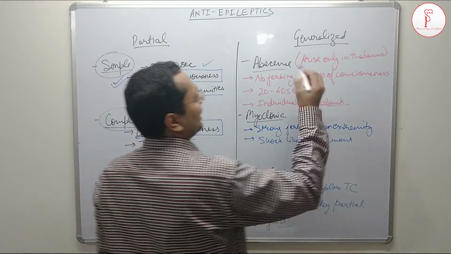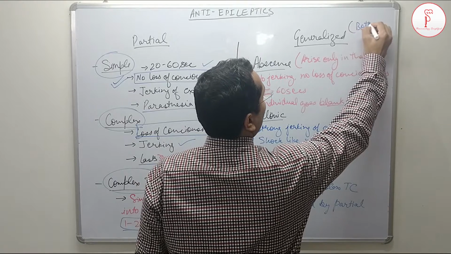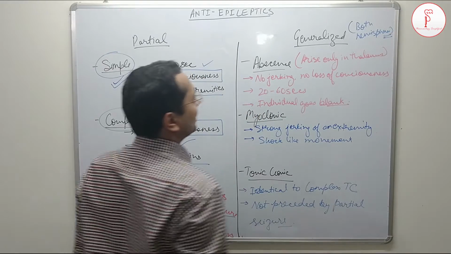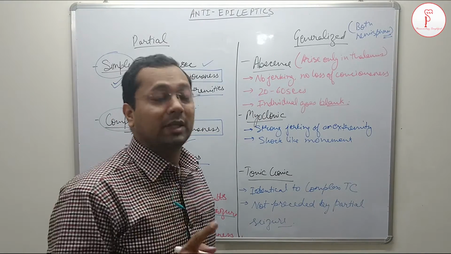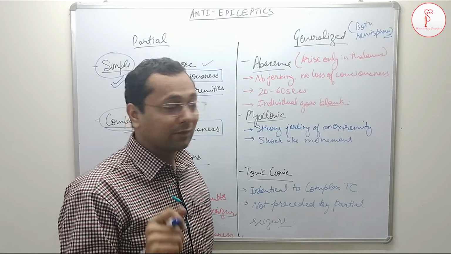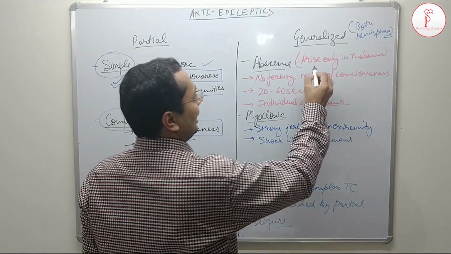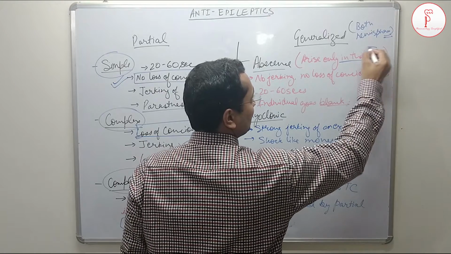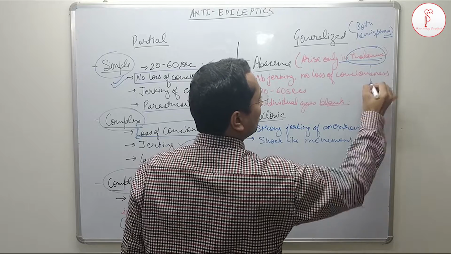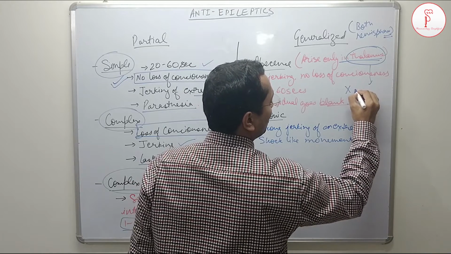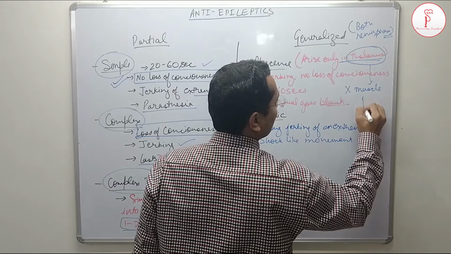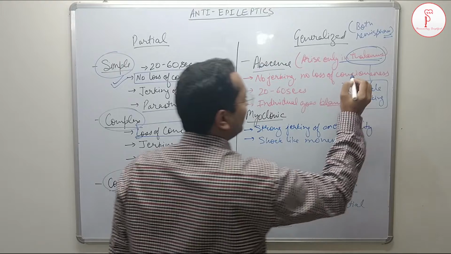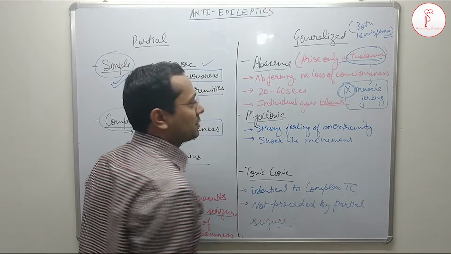A simple partial seizure. The next category is generalized. This will involve both hemispheres. First are the absence seizures. I will explain how these seizures are developing. Absence seizures arise only in the thalamus, right? Which means there will be no muscle jerking. Remember this. There will be no muscle jerking in absence seizures.